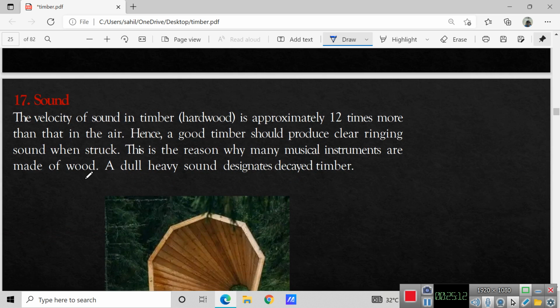Now, 17 is sound. The velocity of sound in timber is approximately 12 times more than that in air, and we have to keep in mind also that the velocity of sound increases in case of hardwood only. Hence, a good timber should produce a clear ringing sound when struck. This is the reason why many musical instruments, such as the drum and guitar, are made of wood, because sound has a very high velocity in it compared to air. A dull heavy sound designates decayed timber.